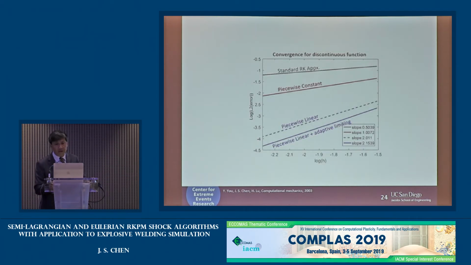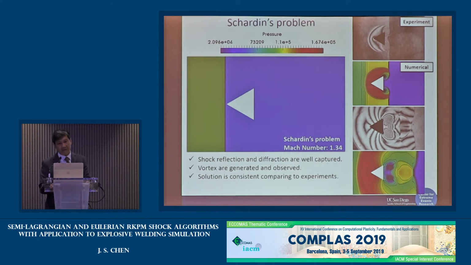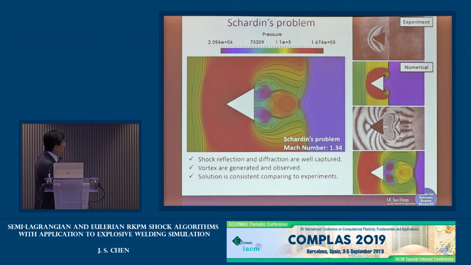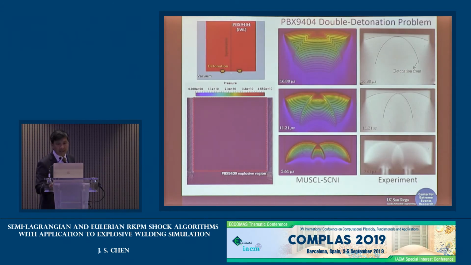I also look at the convergence rate. Again, with piecewise constant and piecewise linear, everything agrees with the theory on convergence. So here we tested some problems where there's a shock generated in air, and there's some vortex formation, and shock refraction and diffraction are all nicely captured compared to some experimental data. This is double explosions. Here I have double explosions, and they generate the shock front, and they interact. Again, these are the experiment and computation.